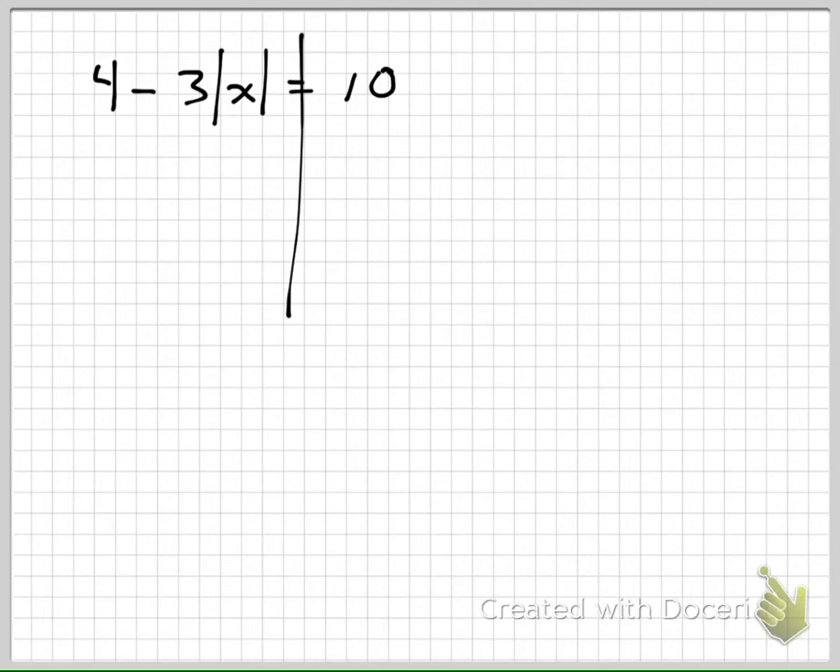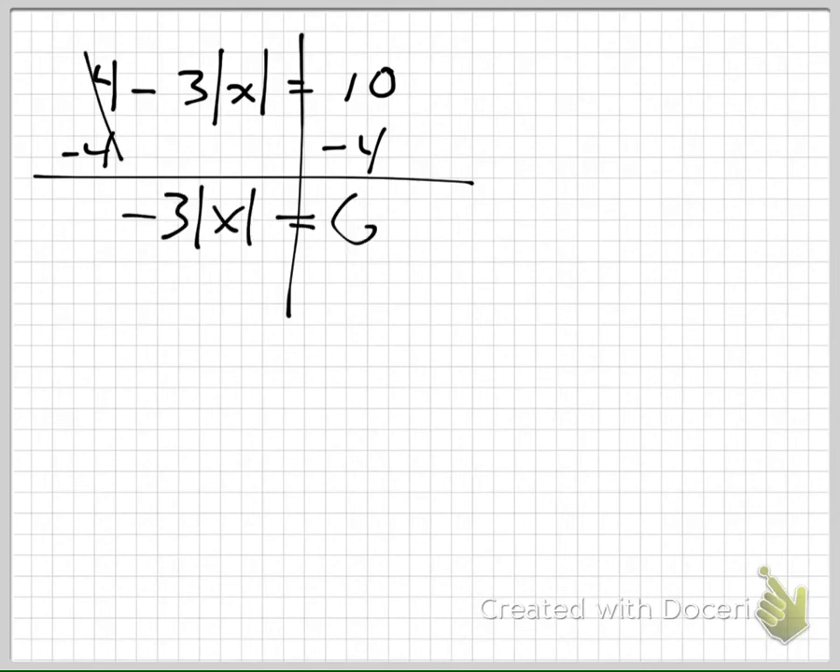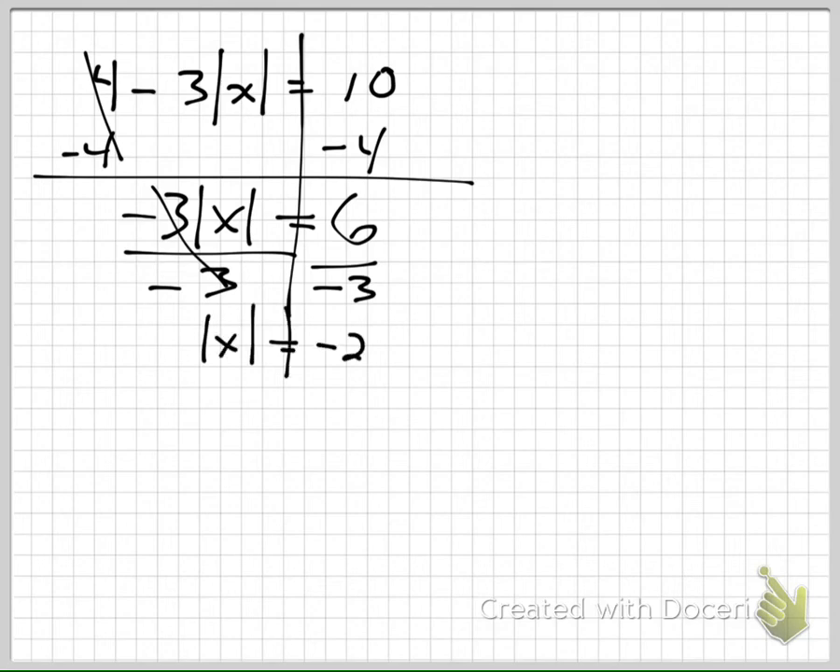What's the negative 3 doing to the absolute value symbol? Multiplying. What's the 4 doing? Adding it to, right? So which one am I going to get rid of first, the 4 or the negative 3? The 4. Minus 4, minus 4. Did everybody do that first? Hopefully. Negative 3 times the absolute value of x equals 6. Now what? Divide by negative 3. The absolute value of x equals negative 2.